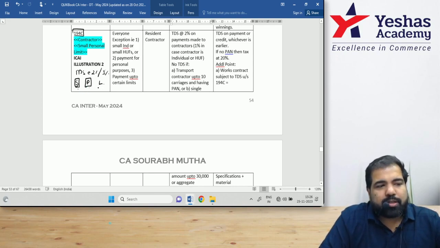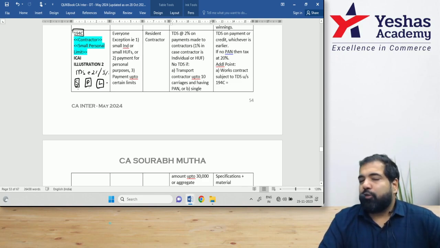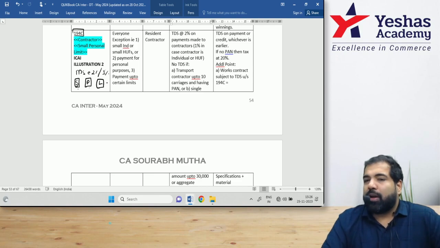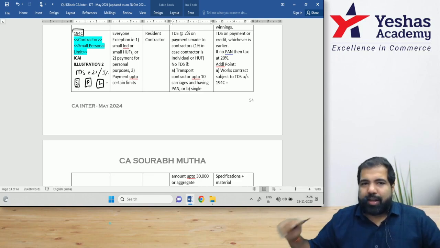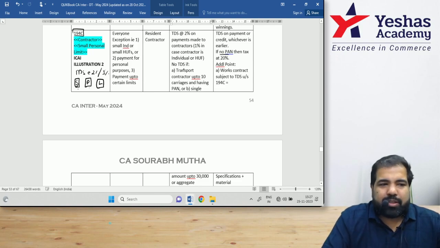And limit of how much, guys? If your payment is 28, no problem. 32, problem. If your payment aggregate is 99, no problem. 101, yes. So there are two Kabaddi lines. Anything you cross, there will be TDS. Anything else, yes. Again, no PAN. All these are common points.